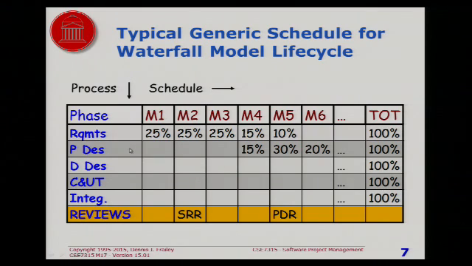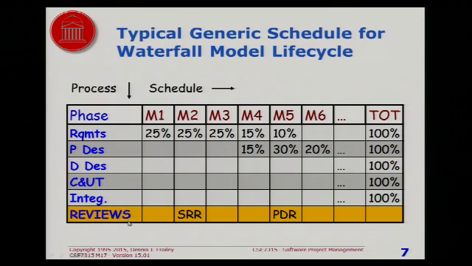It doesn't say anything at all about how many people yet. We haven't gotten there yet. This is the generic schedule. And all it's saying is, how does the process get carried out across time?